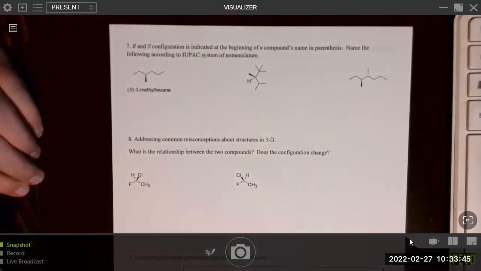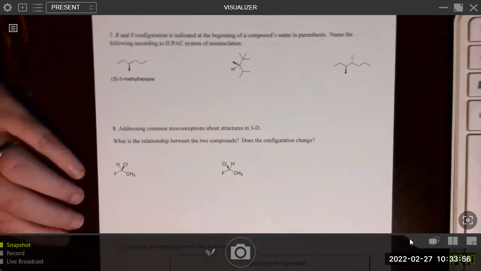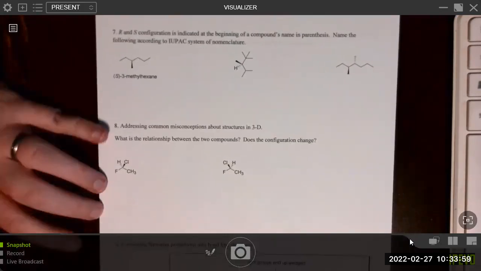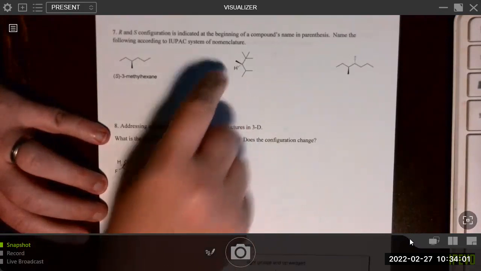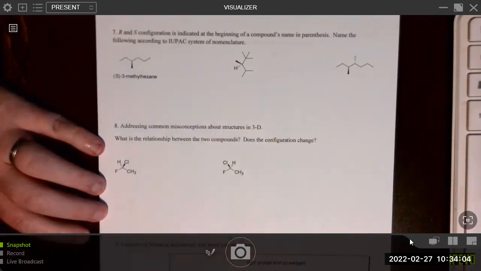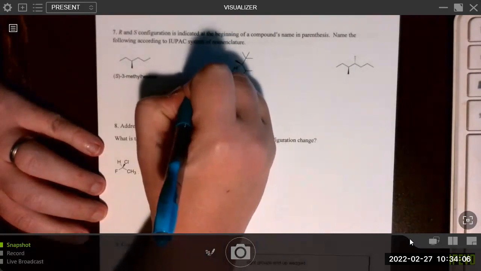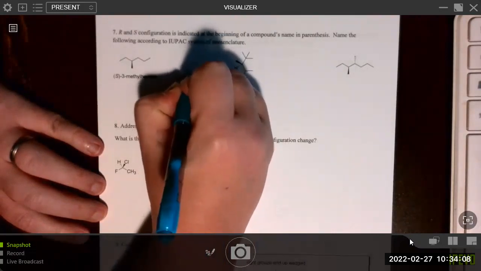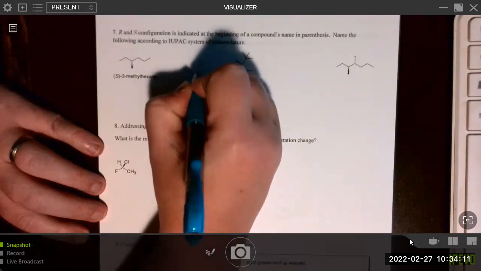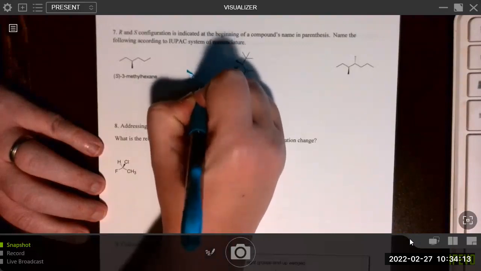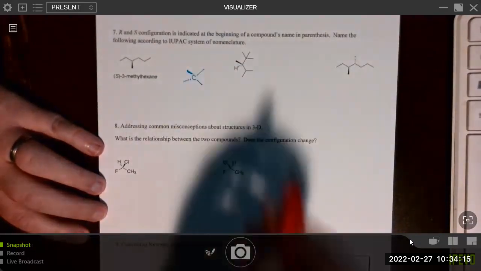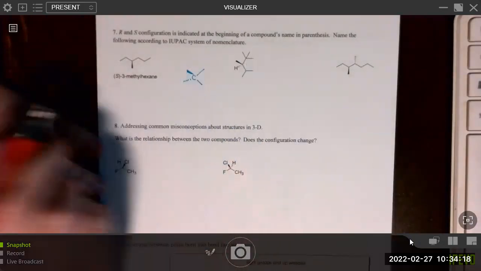Looking at the next one, it says R and S configuration is indicated at the beginning of a compound's name in parentheses. Name the following according to IUPAC system of nomenclature. So we just want to name it like we did before, but add the R and the S. So I'm just going to redraw it so I don't get confused. And I'm going to have the carbon with the wedge, the dash, and the 2 other groups that are in the plane. And I'm going to go ahead and put the priorities over on here.